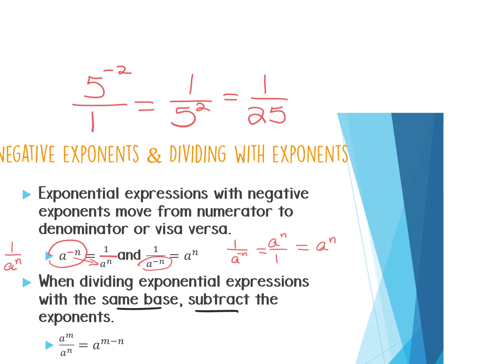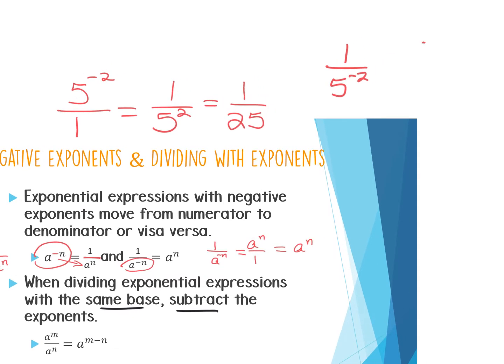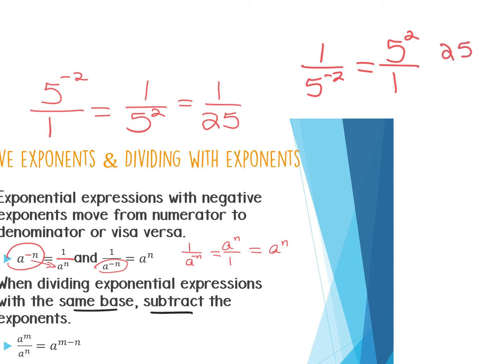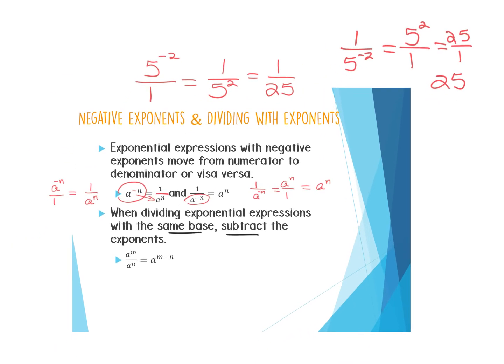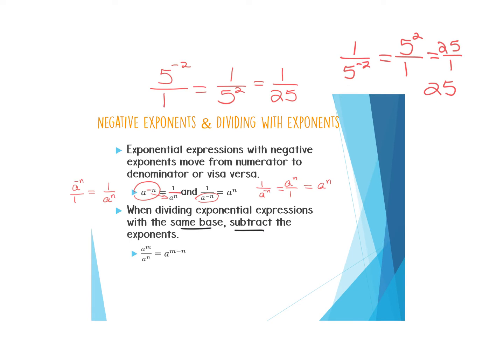If the negative is already in the denominator, let's say it's 1 over 5 to the negative 2 power, again, you can think reciprocal, flip it, turn the power positive, and now we would simplify. It becomes 25 over 1, and it simplifies to 25. So remember, a negative exponent does not make the answer negative. It makes it a fraction. Or if it's a fraction, it turns it into a whole number. So sometimes it helps to think reciprocal.